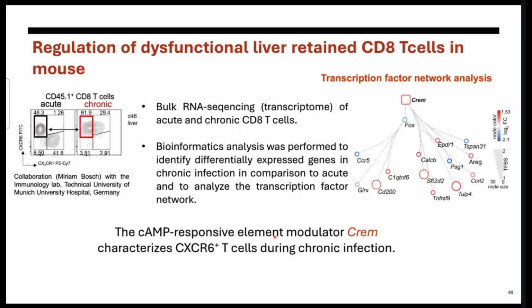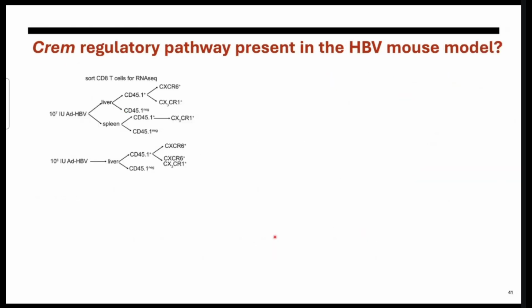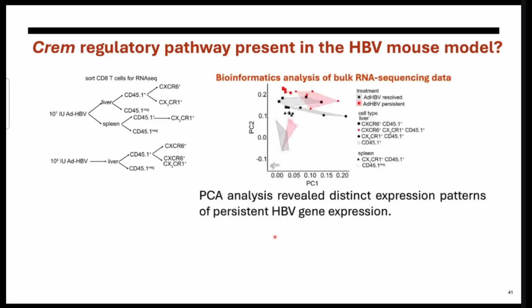So this was a preclinical model. It is a lab virus. Can we identify the same gene in the HBV system? To do that, we collaborated with the Roche pharmaceutical company, where they had an HBV mouse model, and they performed RNA sequencing analysis. We compared this HBV mouse model from acute resolved infection and persistent chronic infection. Here we saw clear differences between these expression systems according to the principal component analysis.